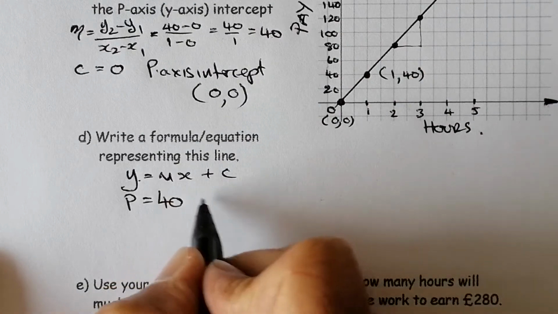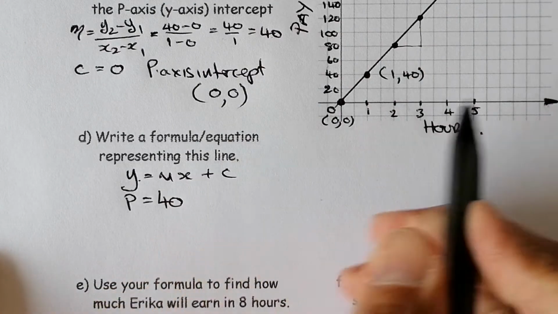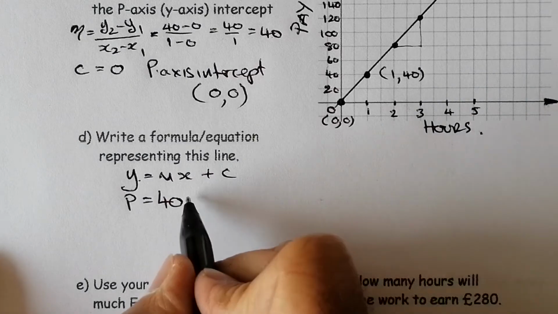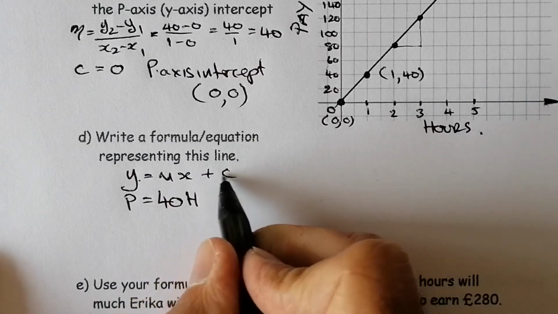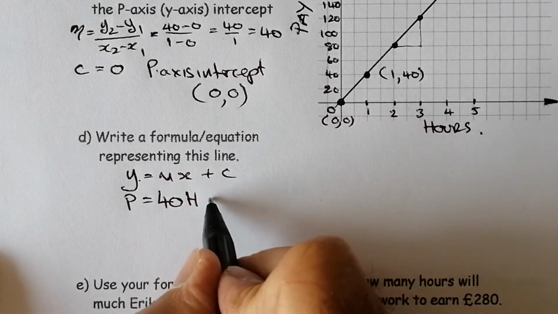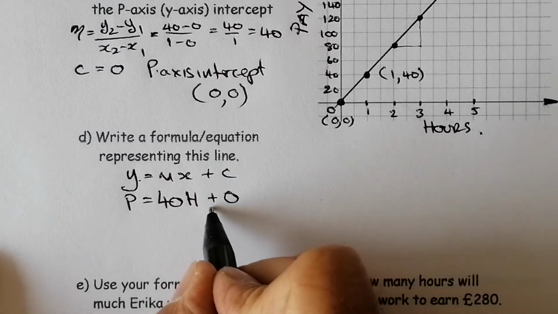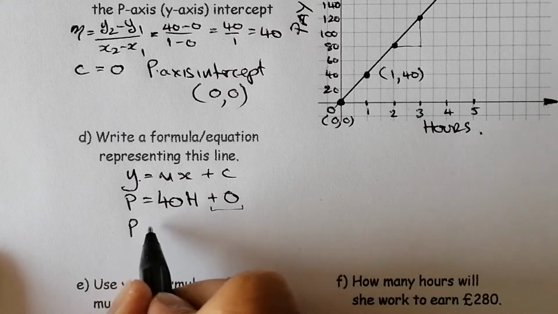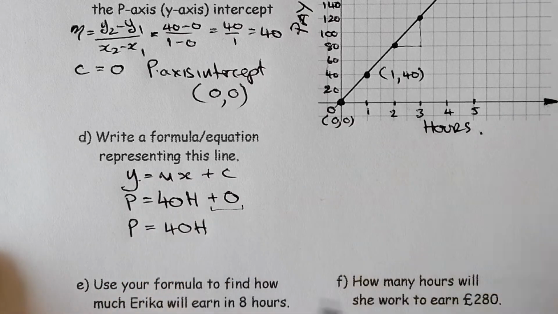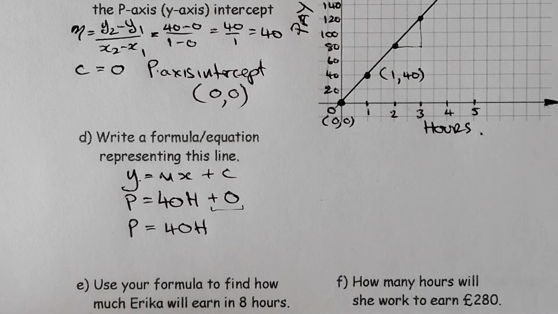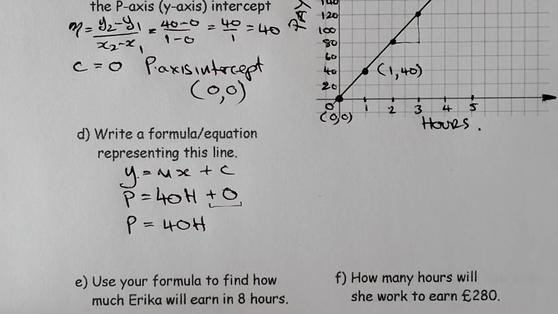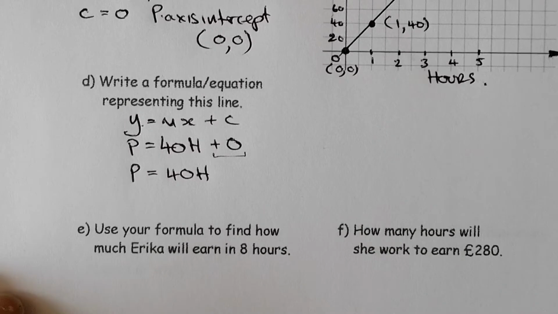So that's going to be 40. Instead of x, I'm going to be writing in the hours, which is h. Okay, and instead of the c value, I'm going to be putting in the value that I worked out, which is 0. To tidy that up a bit, I know that equals 0, so I'm just going to say that that's my equation of the line. So if we were using x and y, that would be y equals 40x, but instead of x and y, we're using p and h, so p is equal to 40h. Okay, so let's move on.